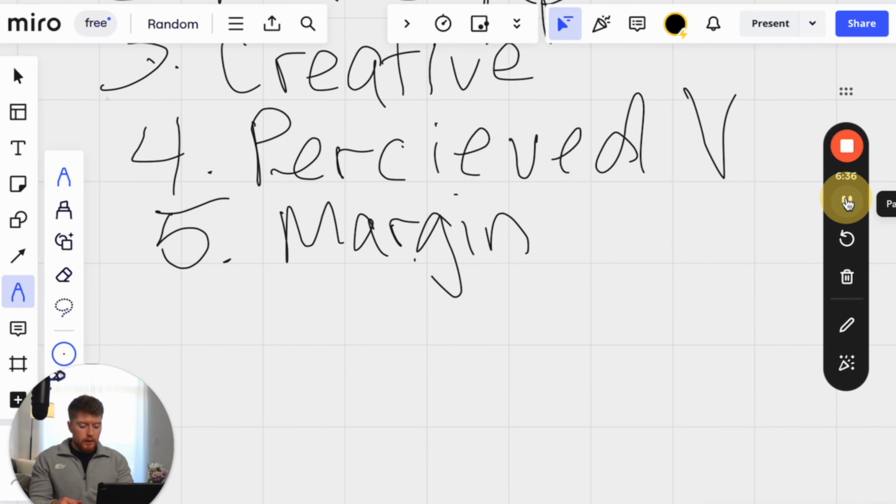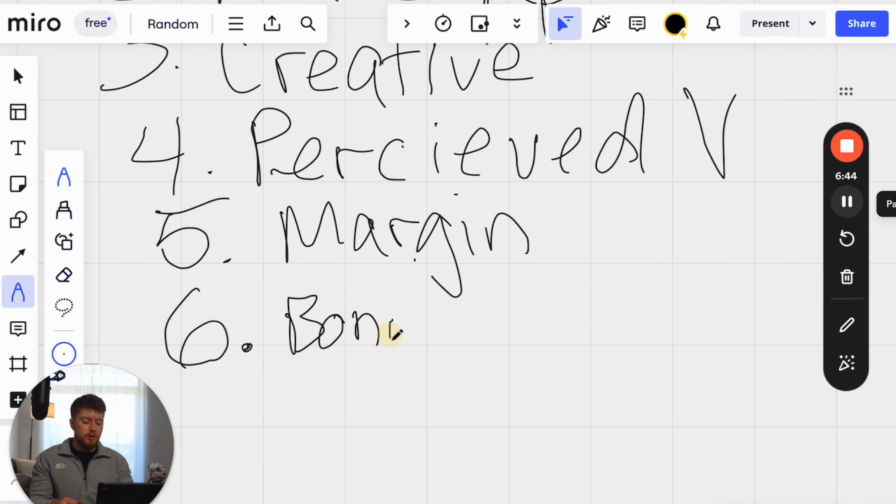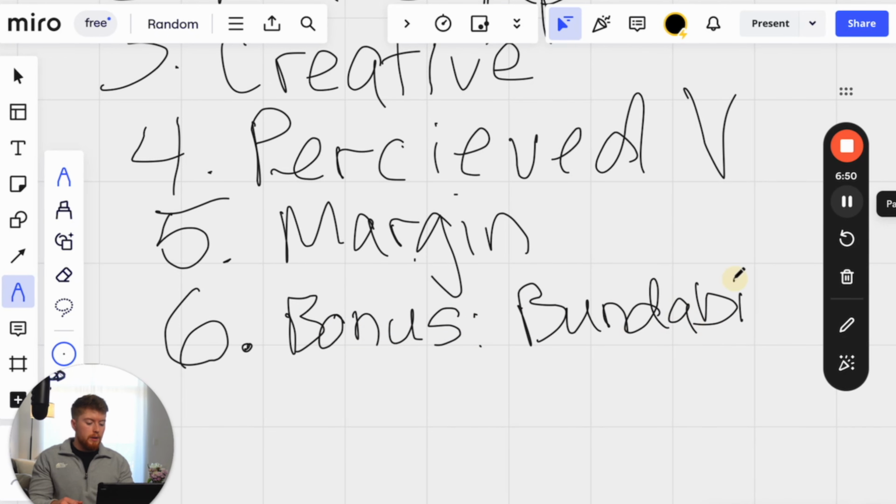All right, so let's go ahead and look at the number 6. This is the final criteria that we want to look for in products, and it's kind of a bonus, right? So I'm just going to put bonus, and that bonus is bundleability is what I call it. So bundleability is the potential for somebody to buy multiple units of that product that you're selling.